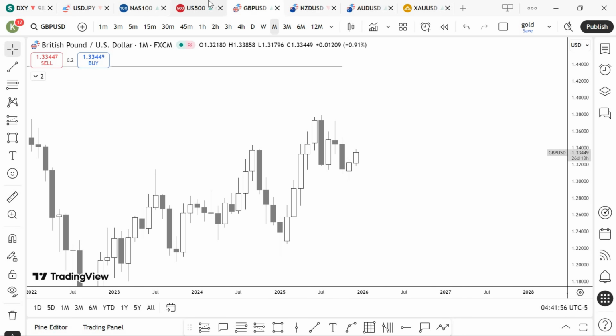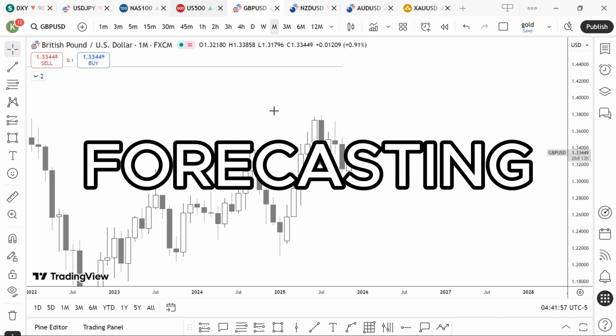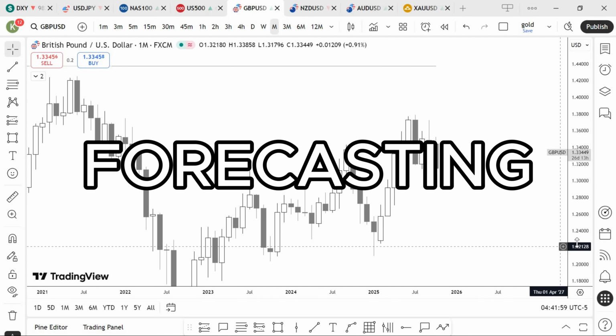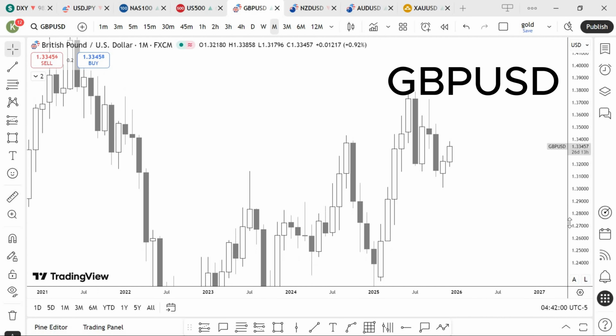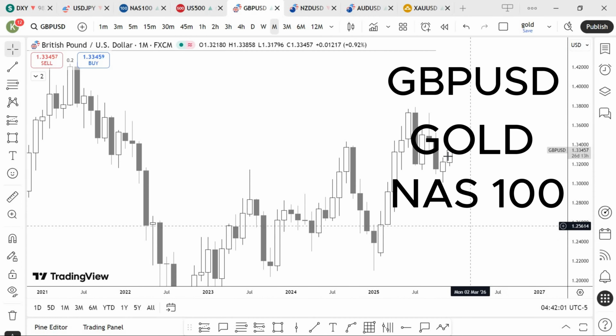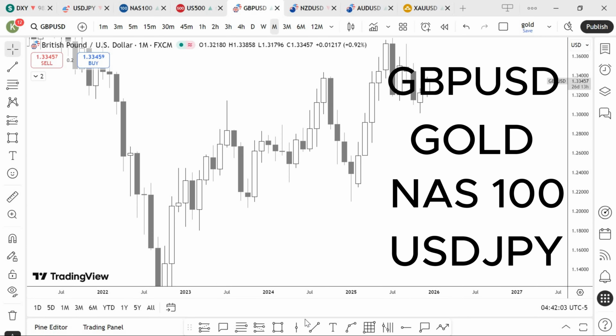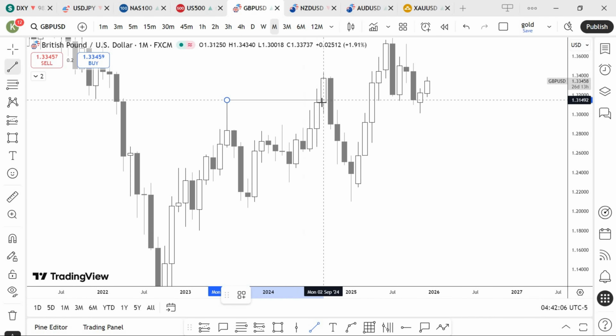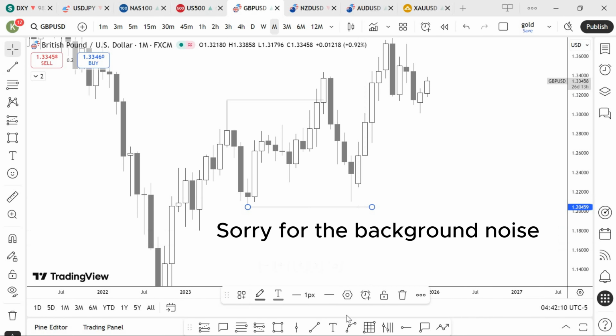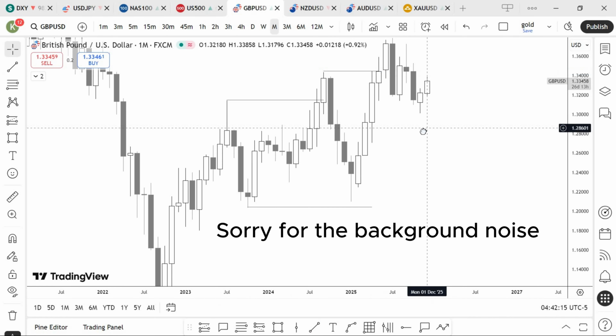Today we're gonna talk about forecasting. Okay, so we're gonna forecast some pairs, that is GBPUSD, the gold, NAS100, USDJPY, and some other pairs. So we're gonna start with the GBPUSD. We are gonna determine the direction of the GBPUSD in the higher time frame.